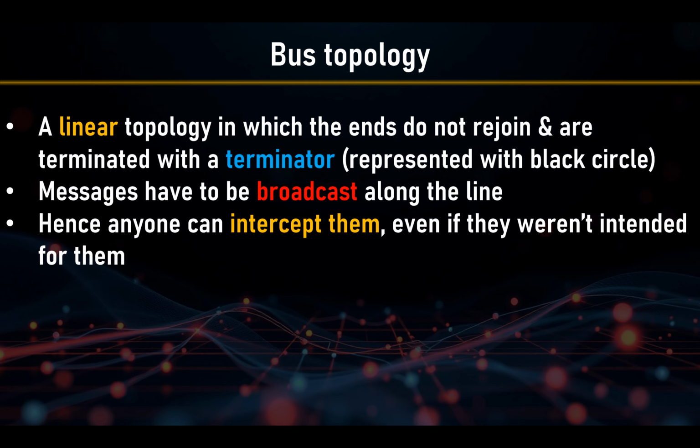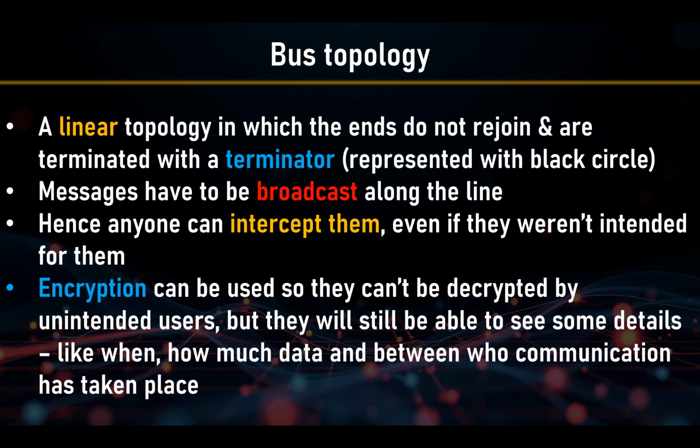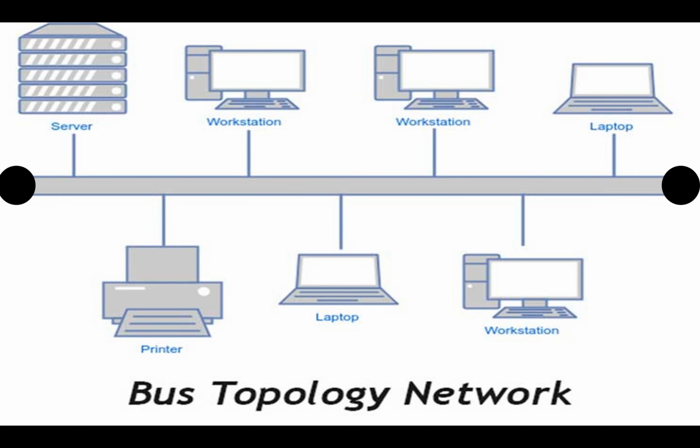Anyone can intercept them. And I guess with encryption, if someone does get the private key, they could decrypt. Even if they don't have the private key, they can still see some metadata, like when the devices were communicating, how much data they were communicating, and various indicators like that.